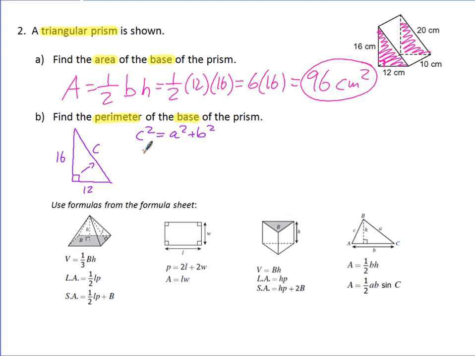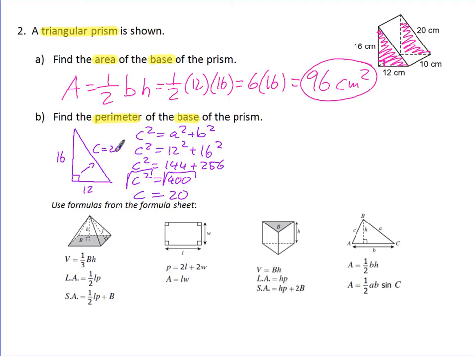C squared is equal to A squared plus B squared. That means C squared is equal to 12 squared plus 16 squared. That means C squared is equal to 144 plus 256, which is 400. And then taking the square root of both sides, we find out that C is equal to 20.